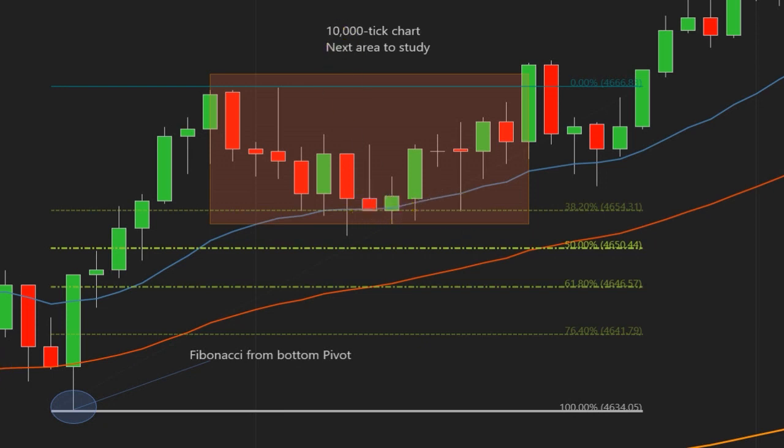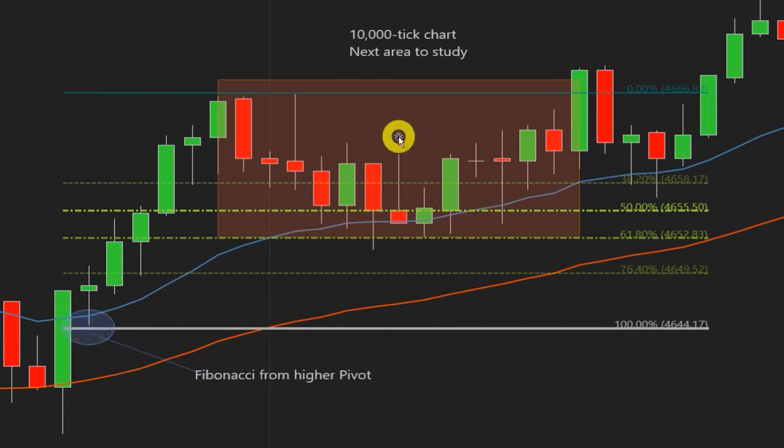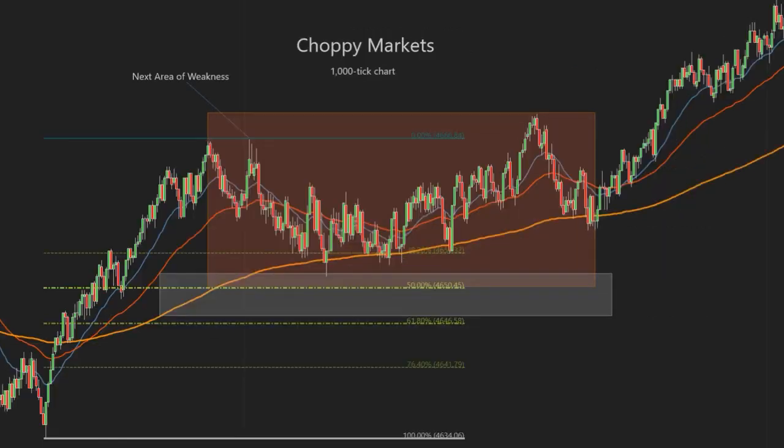And we got another Fibonacci where we use the higher pivot right here. From this pivot, we get the 50%, 62%, and that's where price is bouncing off. So we got some good support areas that we're learning about from Fibonacci on the 10,000 tick chart. Here is what it looks like on the 1,000 tick chart in that same red box area, how choppy that is.